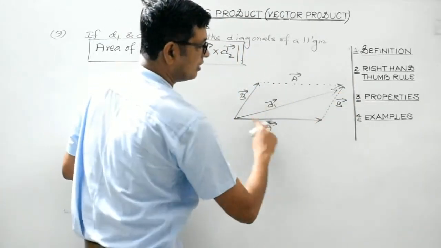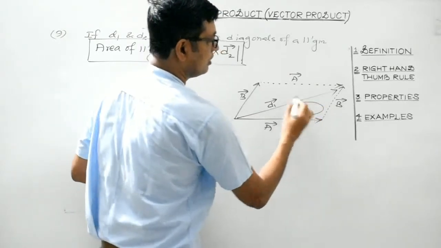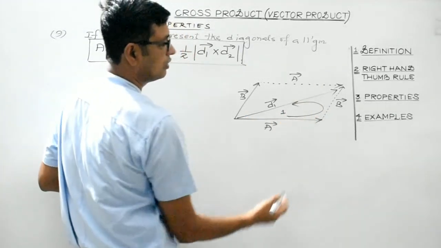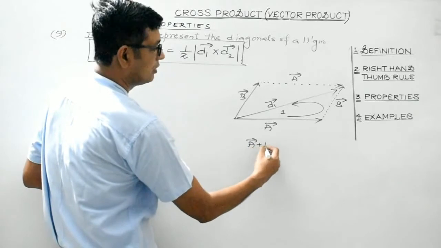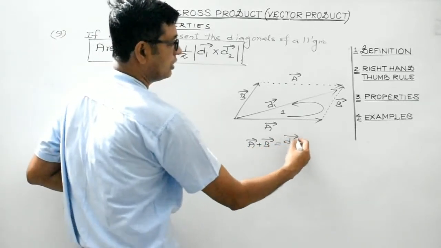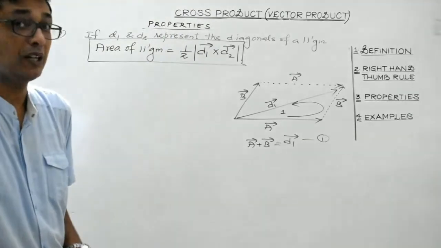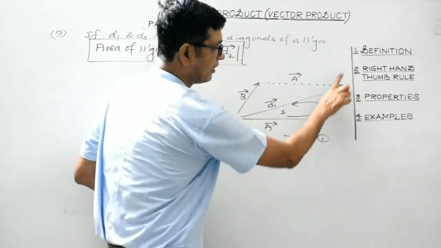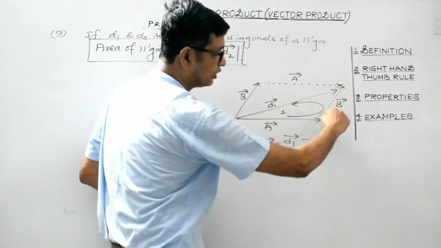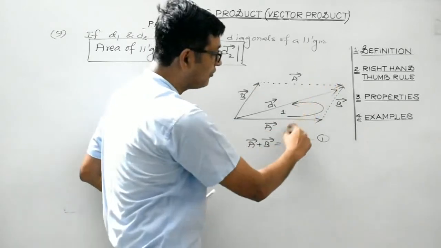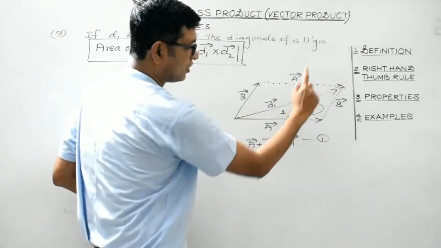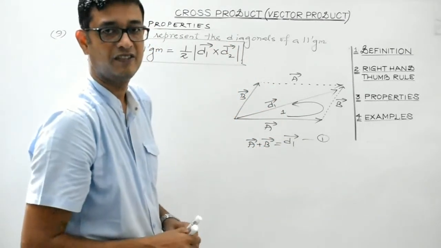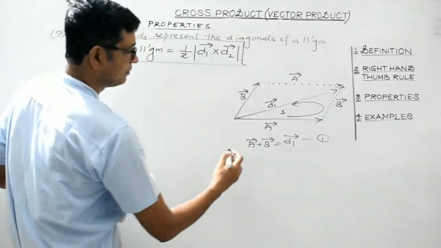Now in this triangle, apply triangle law of vector addition. So what do you get? Applying triangle law of vector addition in triangle 1, what we get is A vector plus B vector is equal to D1 vector. Am I clear, students? A vector, B vector, these are the two vectors representing the two sides of a triangle taken in the same order. So the resultant is given by the closing side of the triangle taken in the opposite order. So A plus B is equal to D1 vector. Clear?